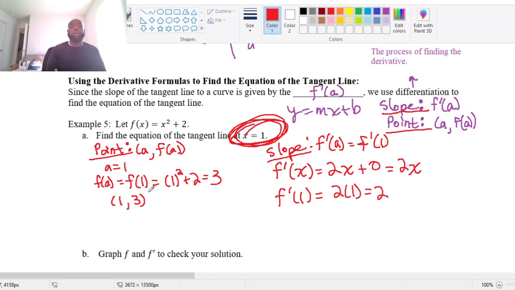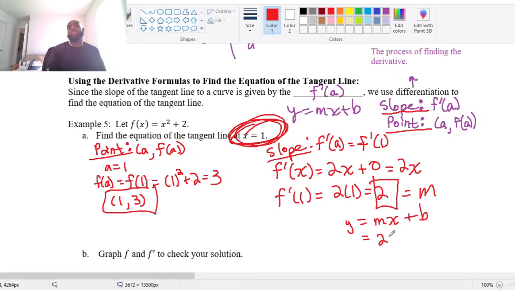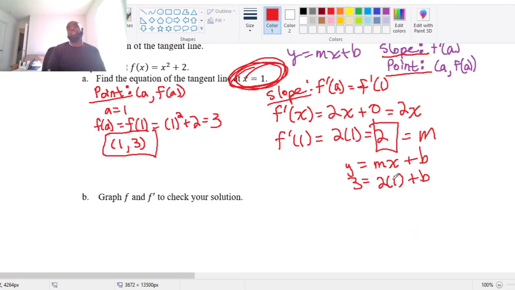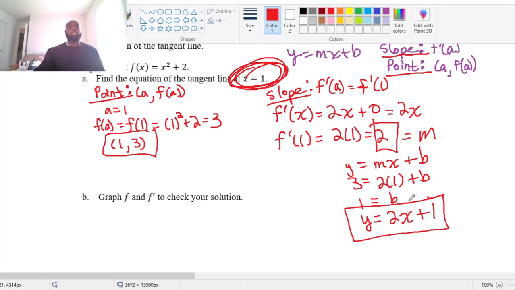And so I have a point that my line passes through, and I have my slope. I can use y equals mx plus b, and I have all the information I need. My m is 2. My input value is 1. My output value is 3. I can solve this to find my y-intercept. 2 times 1 is 2. If I subtract 2 from both sides, I get b equals 1. So I get the equation y equals 2x plus 1. This is the equation of my tangent line.